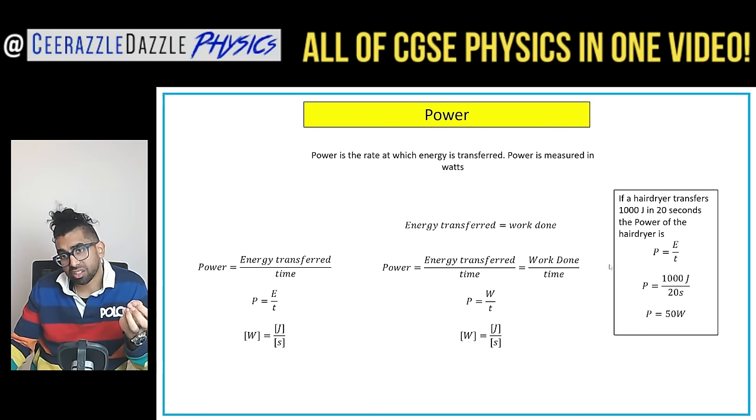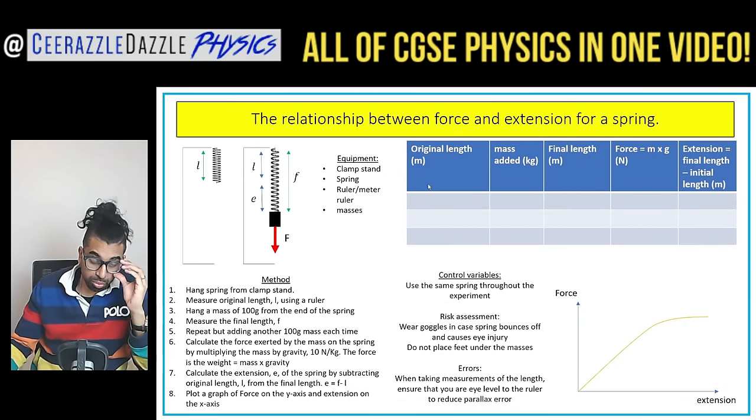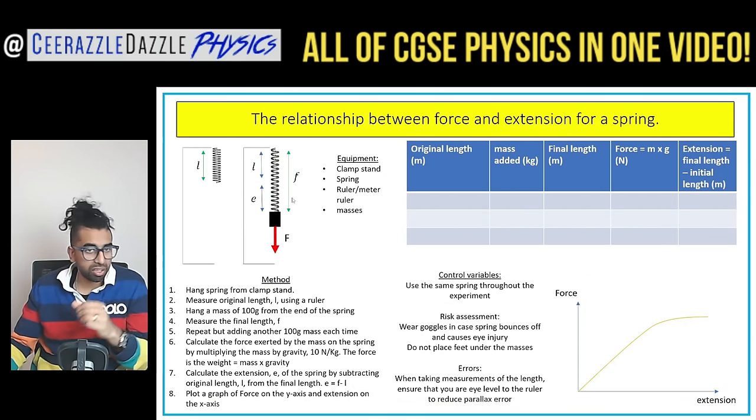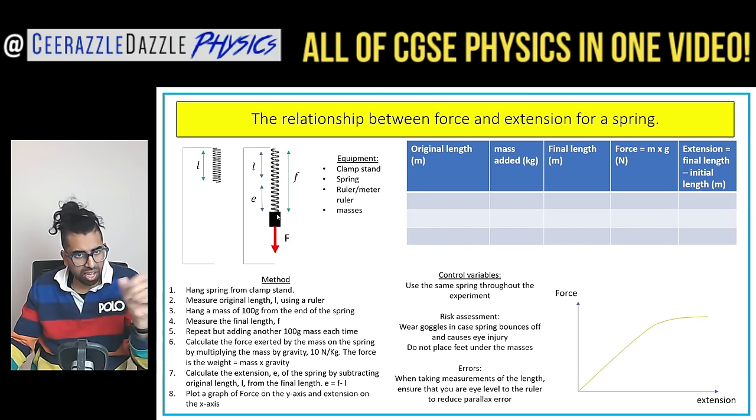And on the right-hand side over here, you can see I've got another example. The relationship between force and extension of a spring. Right, so this is a simple practical that you should be aware of. So imagine I have a spring of length L, and we're going to look at how the extension of the spring changes as you add masses to the end of it. So when you add a mass to the end of it, first of all, it will have a final length F. To work out the extension, you do F minus L. That will tell you the extension, how much it is extended by. Then you would keep adding masses at the end of it. Obviously, it would extend more and more.